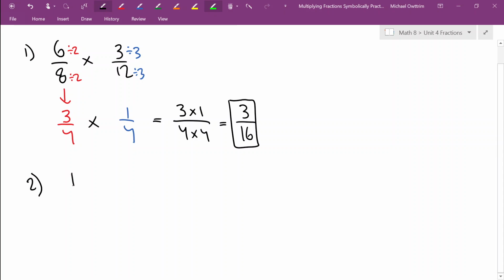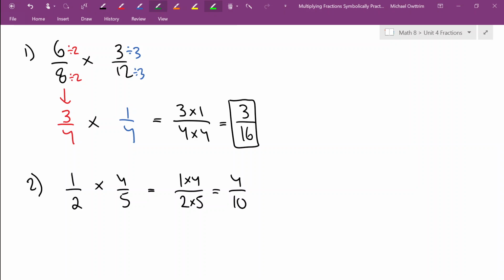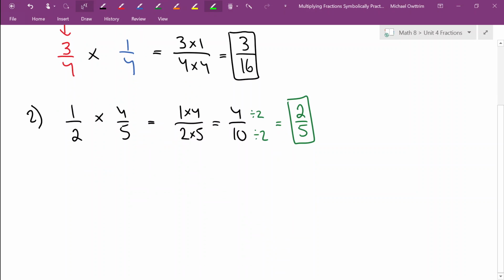Question 2 is a little bit simpler. We start with 1/2 multiplied by 4/5. Neither of those fractions can simplify, so we'll just get right into multiplying. 1 times 4 on the top, and 2 times 5 on the bottom. 1 times 4 is 4, and 2 times 5 is 10. Now this one can simplify at the end. Both the top and the bottom can divide by 2, and that gives us our simplest form, 2/5.